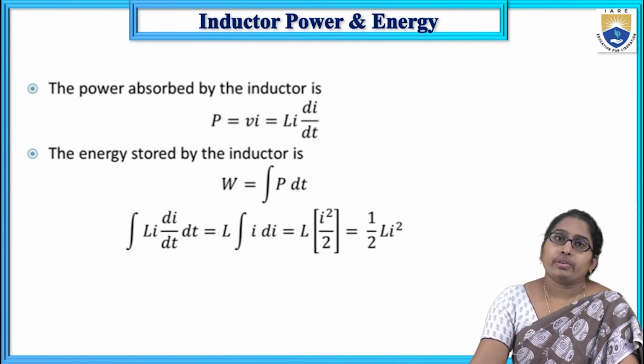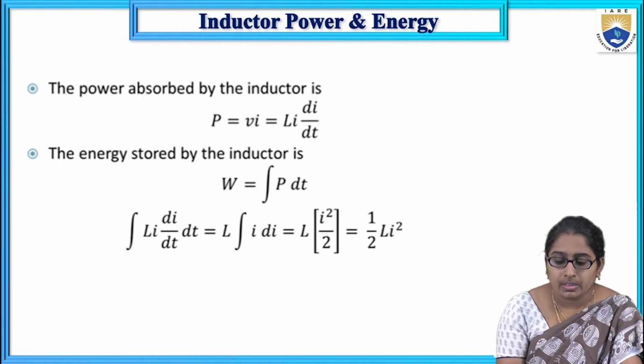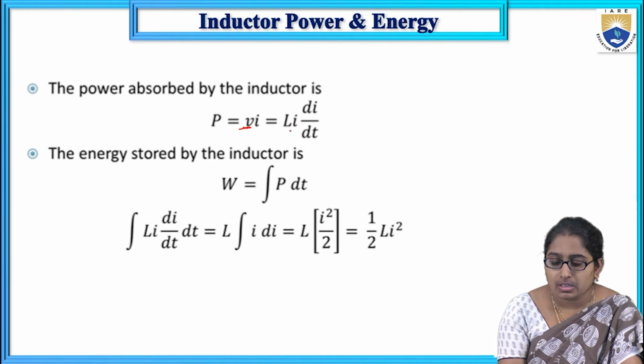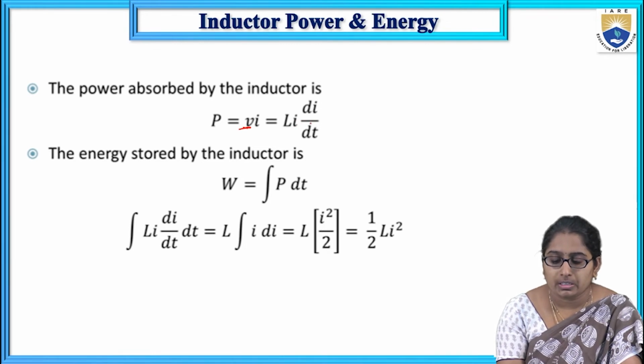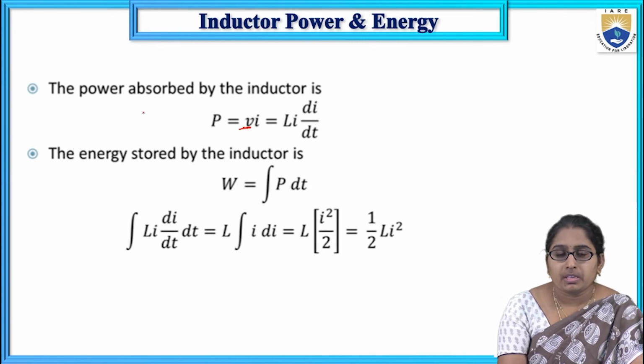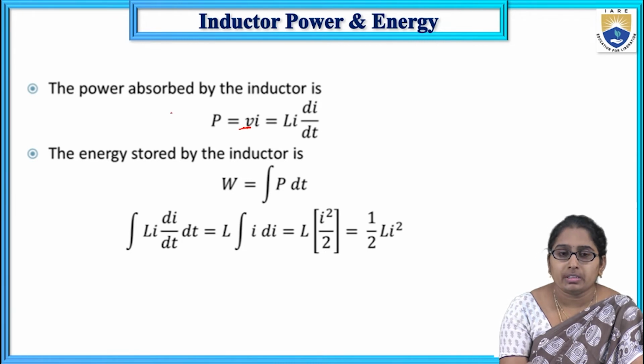So in the case of an inductor, we know that V equals L into di by dt. So substituting that in place of V, the power equation in the case of an inductor becomes L into i into di by dt. Here the power is absorbed by the element, so it is mentioned as power absorbed by the inductor.